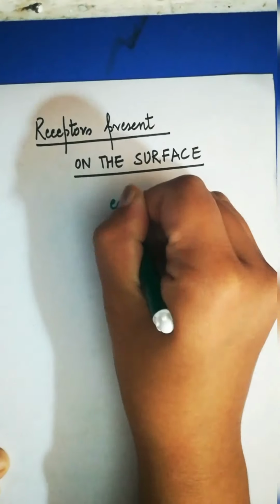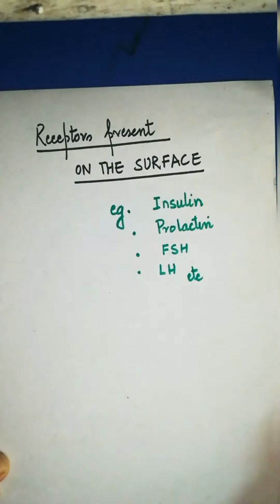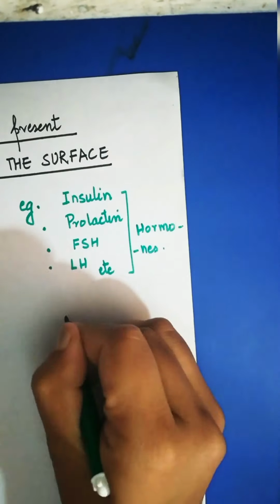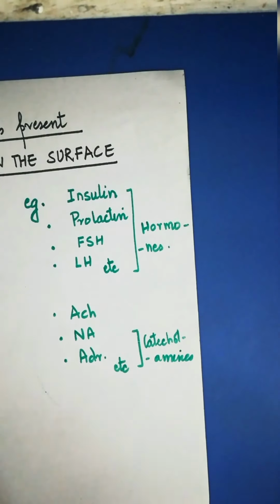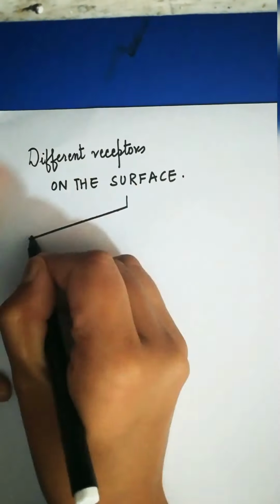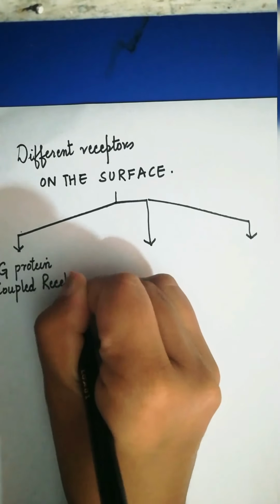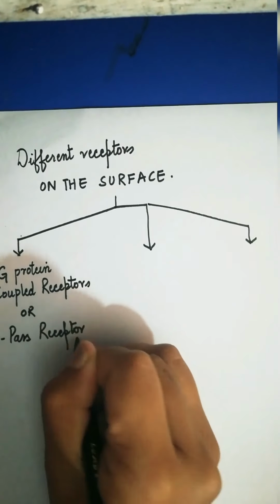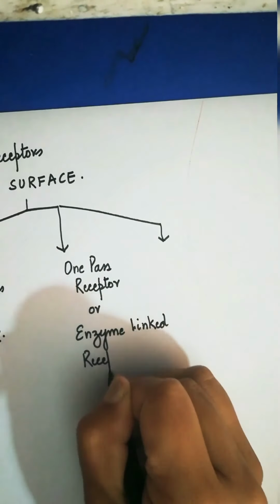Examples of ligands whose receptors are present on the surface of the cell are insulin, prolactin, FSH, which belong to the category of hormones, along with acetylcholine, noradrenaline, and adrenaline. Now, the different types of receptors present on the surface can be categorized into three. The first one is G protein coupled receptors or 7-pass receptors, the second is 1-pass receptors or enzyme linked receptors, and the third one is ion channels.